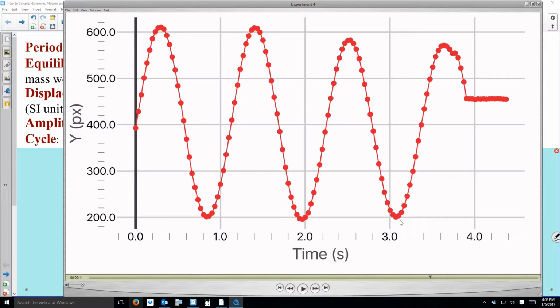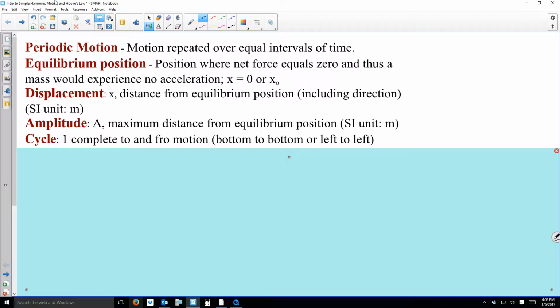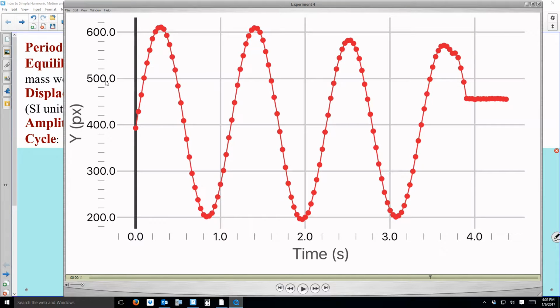In order to complete a cycle, you have to go through the entire motion. You can't leave any pieces off. And you have to get back to the exact same place that you started from. So it's got to include the entire motion. We can't leave any chunks off. And then we have to get back to the same place so that if we continued, we would repeat that motion over and over again.